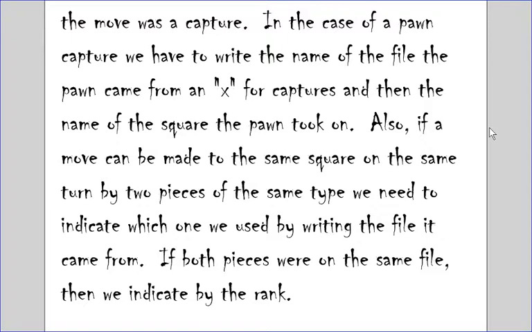Also, if a move can be made to the same square on the same turn by 2 pieces of the same type, that means 2 white knights can go to the same spot at the same turn, or 2 black rooks, we need to indicate which one we use by writing the file it came from. If both pieces were on the same file, then we indicate by writing the rank. So we use file first and then rank.